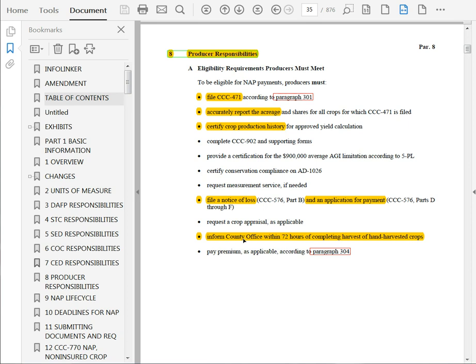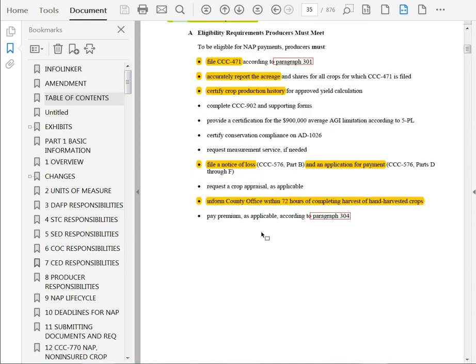It's also the least intuitive of all the steps, so it's important that you communicate it with the producer fully, both at the time of sign-up as well as when they are filing their notice of loss. Additionally, it's not a bad idea to include a reminder about that responsibility in periodic emails that you send out or GovDelivery bulletins.